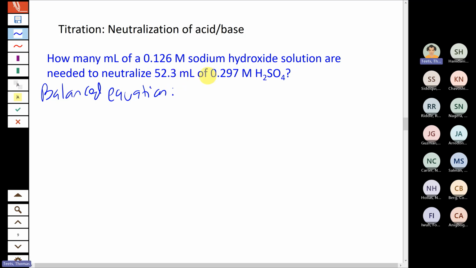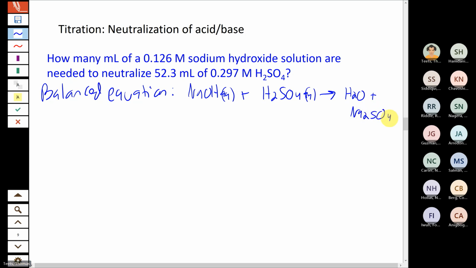So we have sodium hydroxide, which is a base, NaOH, combining with sulfuric acid. And as we said, in any acid-base reaction, the products are going to be water and an ionic compound. All right, so that's the reaction.